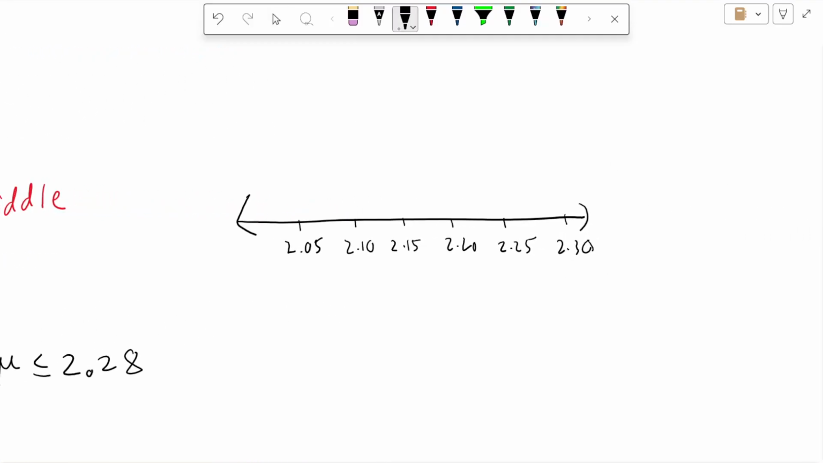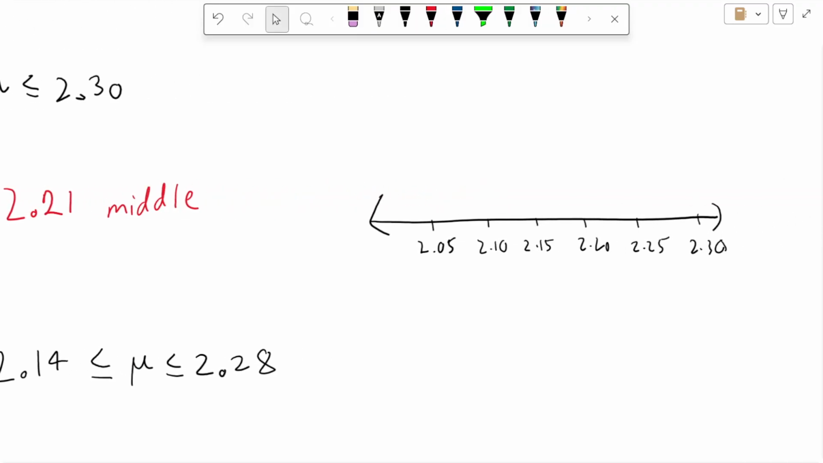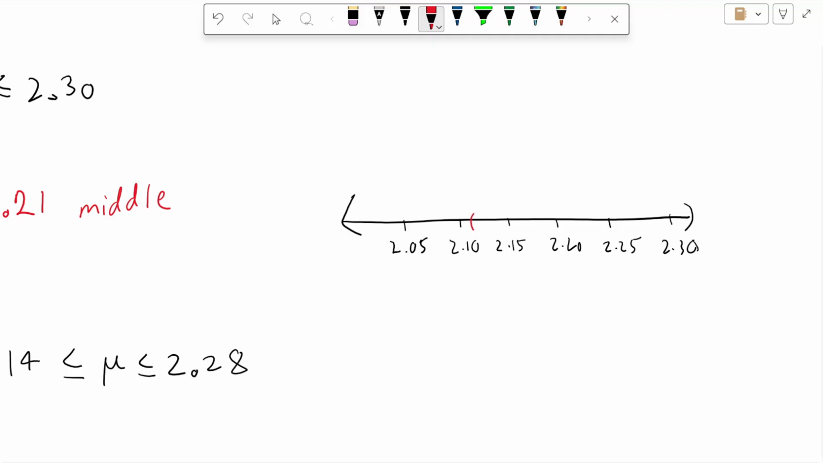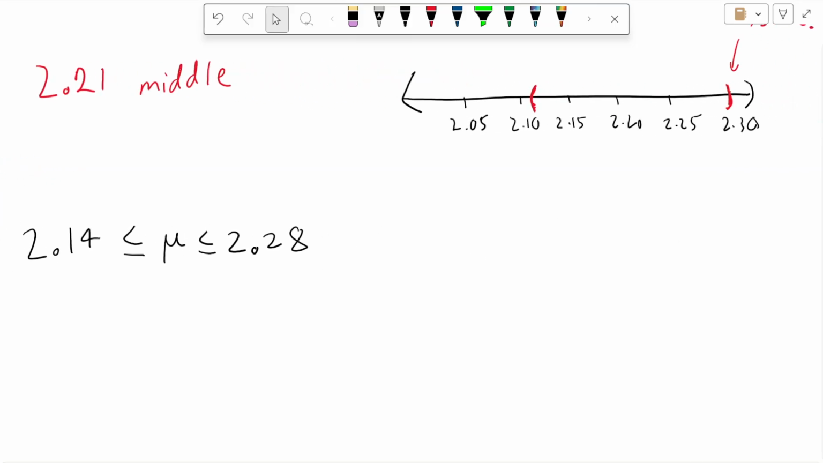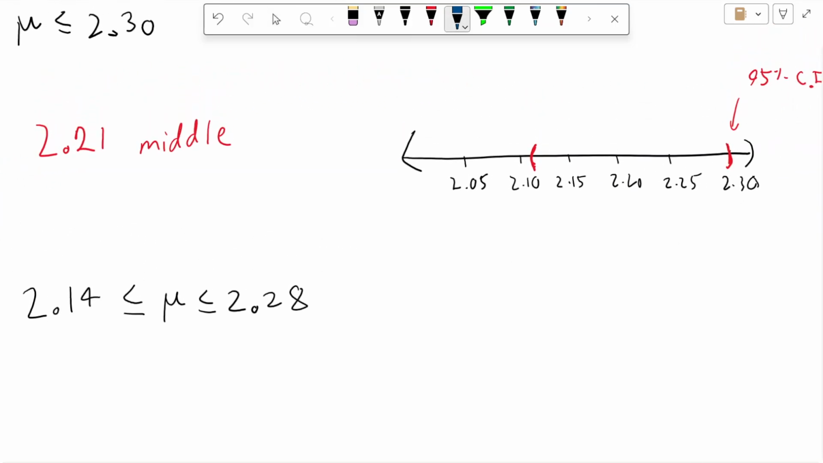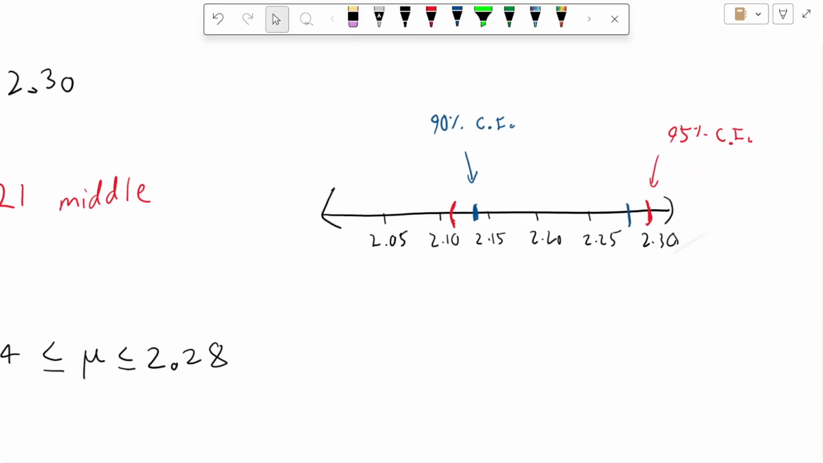The 95% confidence interval was between 2.12 and 2.30. So that red region was our 95% confidence interval. We're 95% sure that the mean is somewhere in that red range. And for the 90% confidence interval, 2.14 to 2.28. So for the blue range, we are 90% confident. I'm hoping that makes sense.